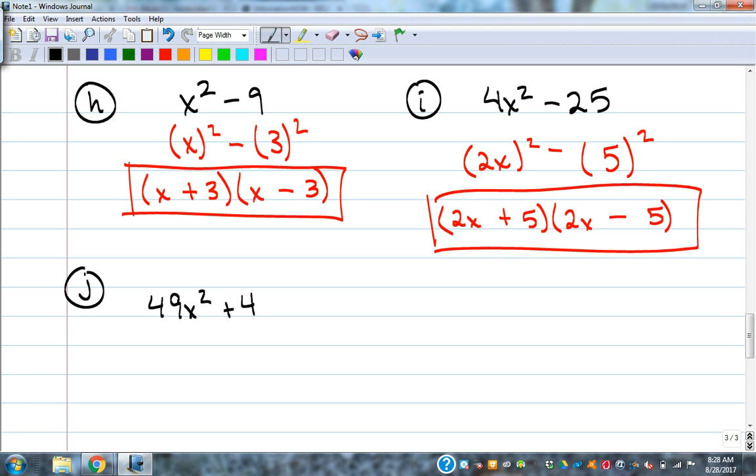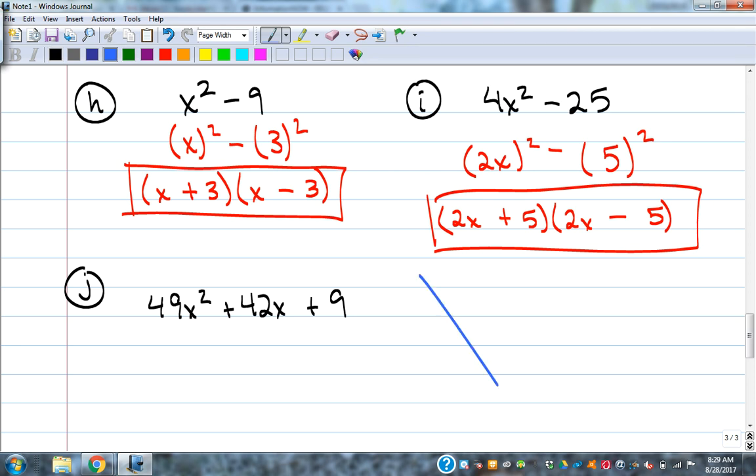49x squared plus 42x plus 9. GCF? No, 49 and 42 have something in common, but 9 doesn't with those. 9 and 42 do, but 9 and 49 do not. So there's not a GCF. So how many terms are there? Three.